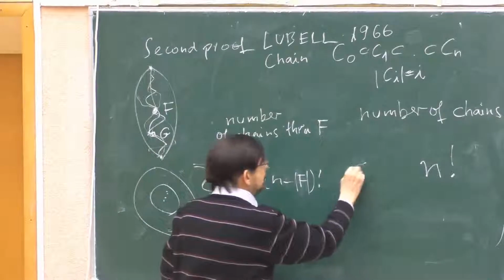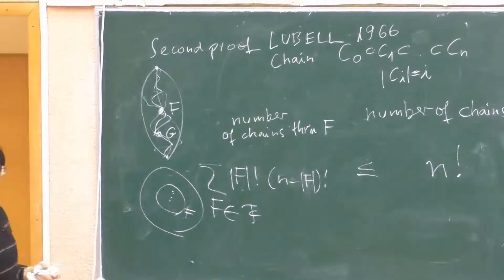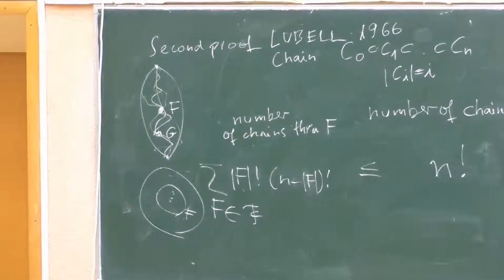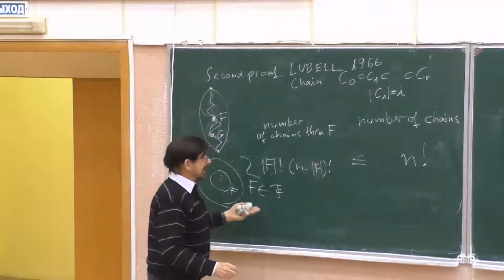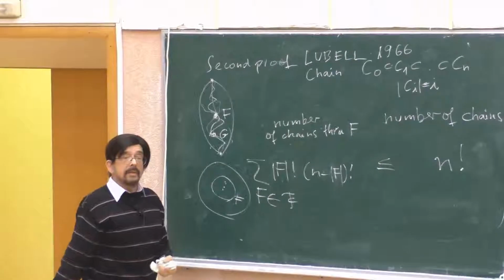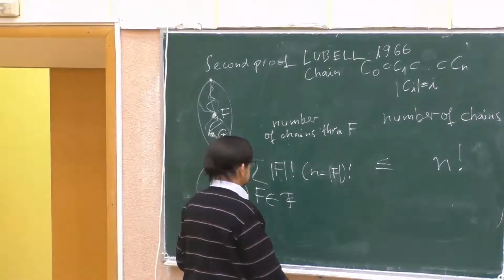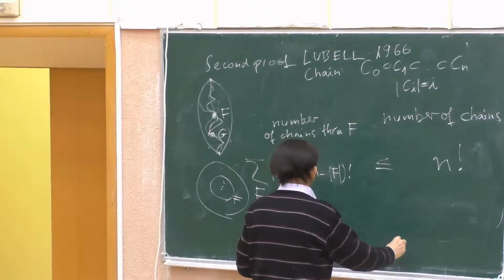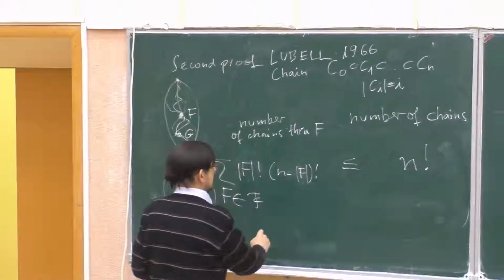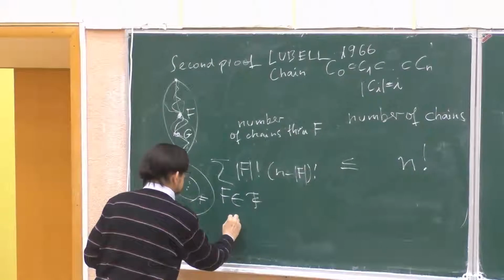So if we add up all of these, then we have this inequality. It can be a strict inequality because it might happen that we don't get all the chains. Now, divide it by m factorial.